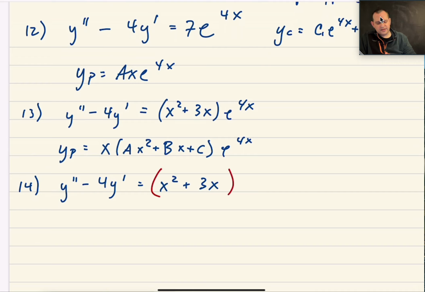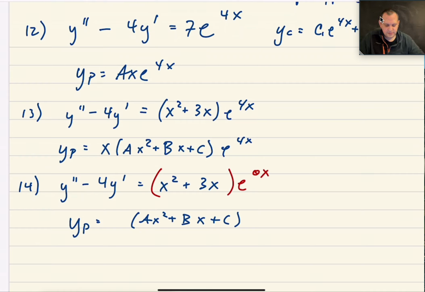So if we think about this as e to the 0x, then the process is going to be exactly the same as it was above. Our particular solution is going to be a general quadratic, ax squared plus bx plus c, times e to the 0x times x. But e to the 0x is 1, so you don't have to write it. So whenever you have just a polynomial term here, you have to worry about whether 0 is a root of the characteristic equation. In our case, it was a root of multiplicity 1, so we still need that power of x to the 1 in front, just like before.